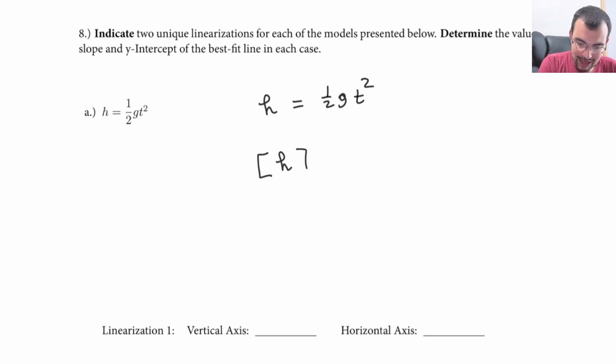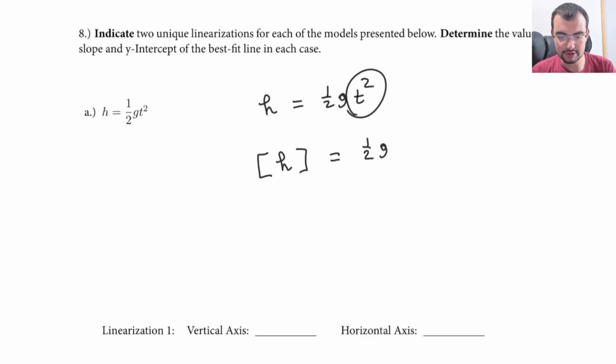So h is fine. I can put h in a box by itself. And also, 1/2 g, that's a constant, so that is also not a problem. It can live by itself. But the issue is the t squared. If the t squared wasn't a problem, we'd have a straight line. So I can just force the t squared to be its own little box.